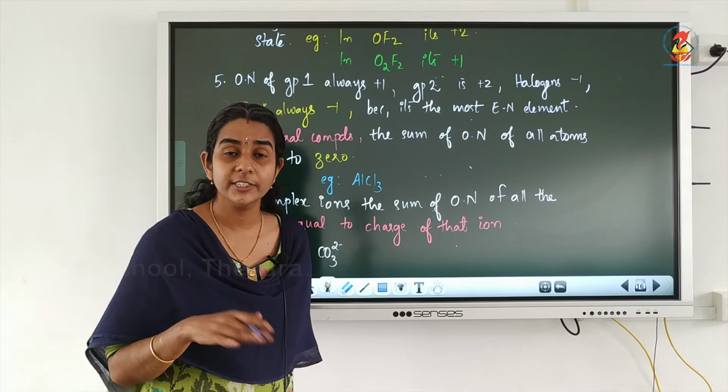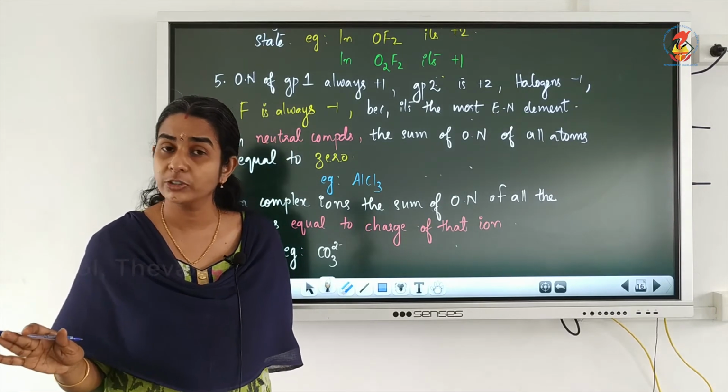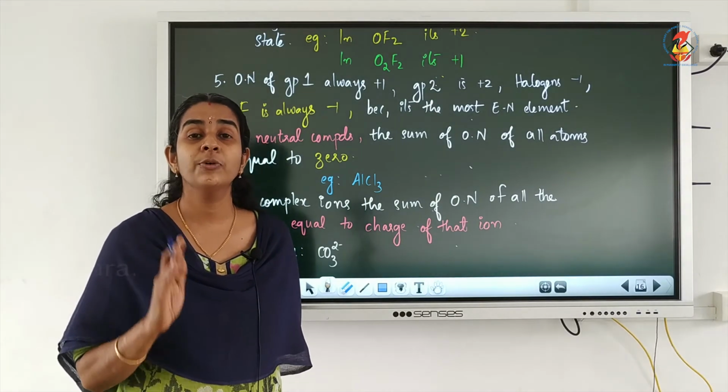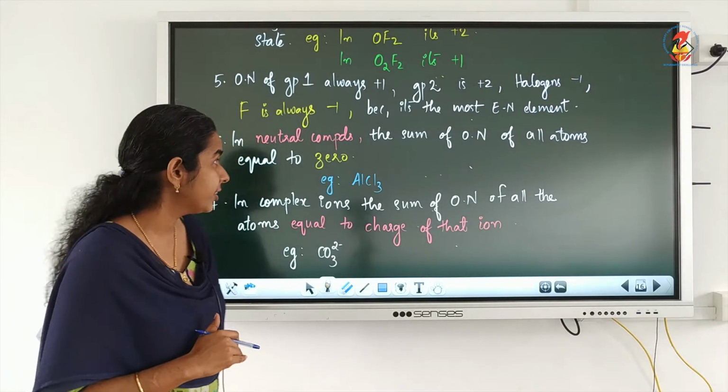Now fluorine will always exhibit a -1 oxidation state. There is no positive oxidation state or any other possible oxidation state for fluorine, because it is the most electronegative element in the periodic table.